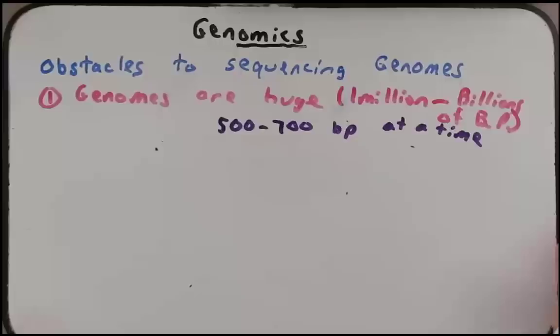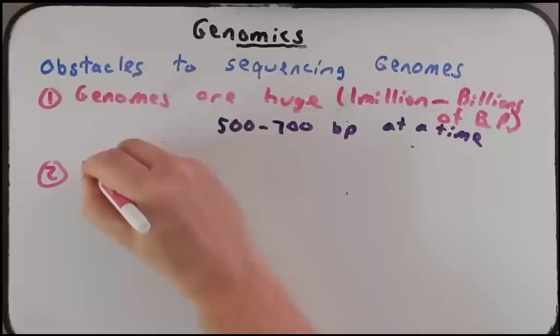And in the early days of DNA sequencing, it was even less than that. So if you're sequencing over 1 billion base pairs and you're only doing it at 500 to 700 base pairs at a time, it's going to take a lot of time, money, and effort to get that done. So with that in mind, to sequence something like the human genome, which is 3.2 billion base pairs, it's going to take an immense amount of time.